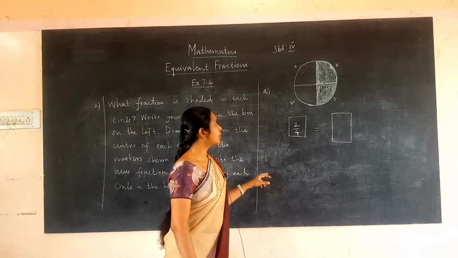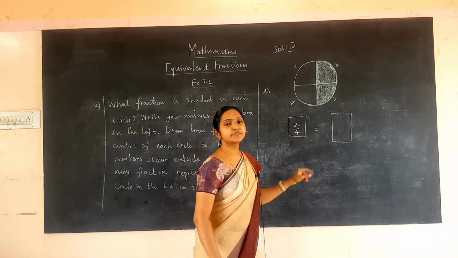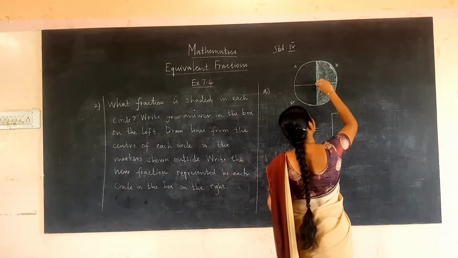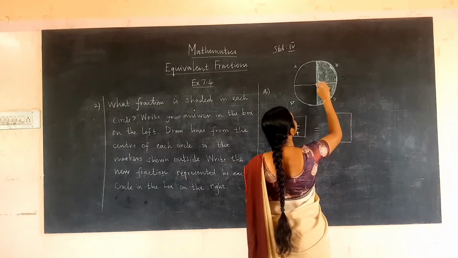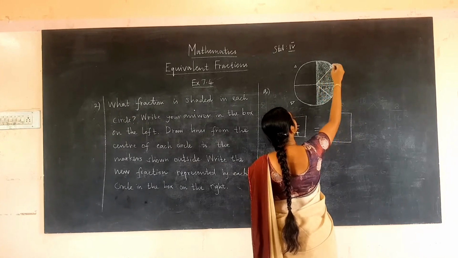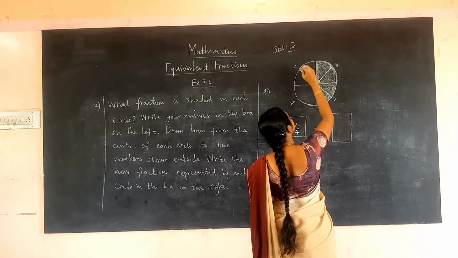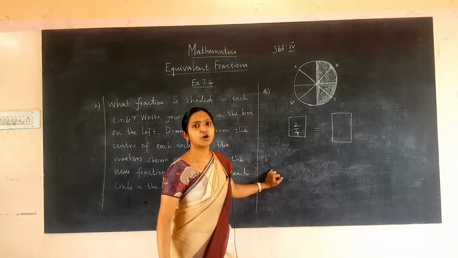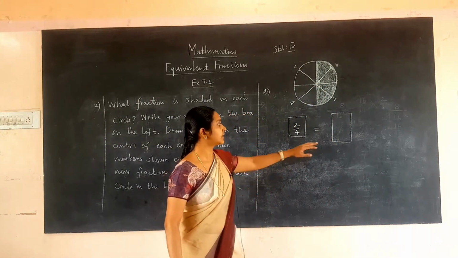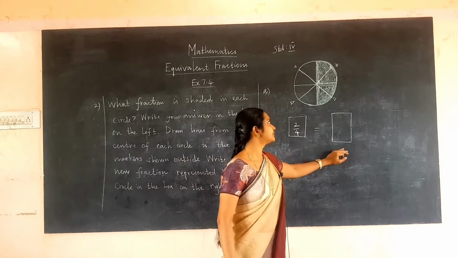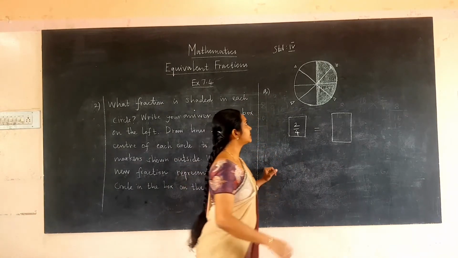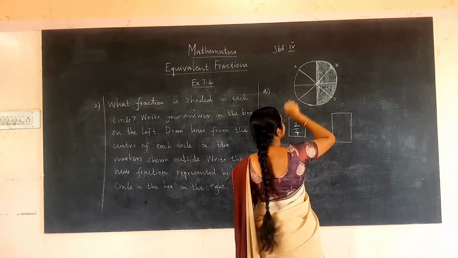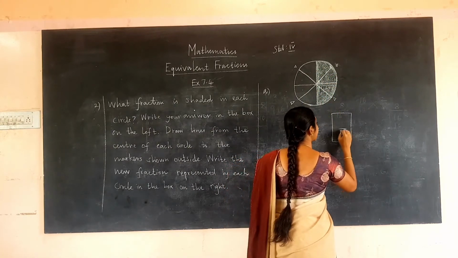Next, we have to draw a line from the center of the circle to the marker. We have drawn lines. Now, we have to write the new fraction. Now, the total parts are 1, 2, 3, 4, 5, 6, 7, 8. Totally there are 8 parts.